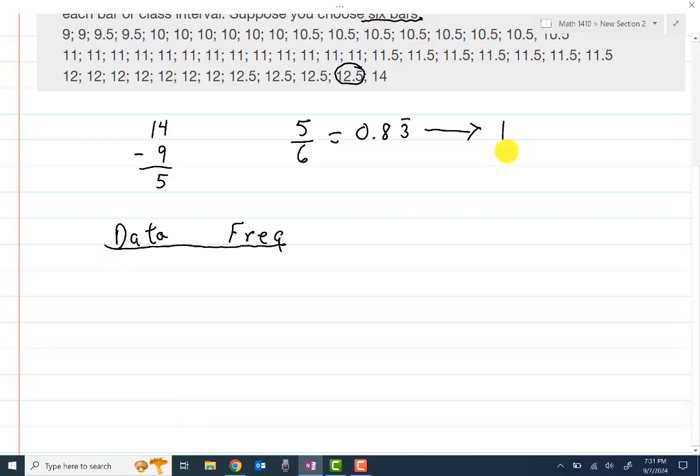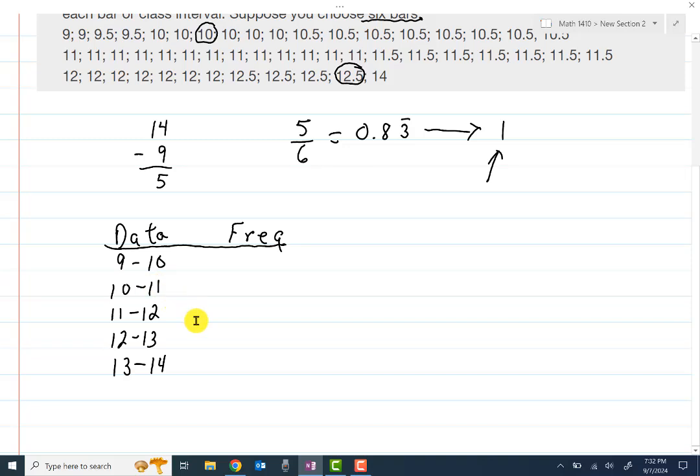My thickness is 1, or what they call the class width is 1. So I can go 9 to 10, then 10 to 11, 11 to 12, 12 to 13, 13 to 14. And then I'll just make note of the frequencies of these various things. However, there is a problem. As you can see, 10. I want to count it in this range, but here I would have to put it in 2 different categories.